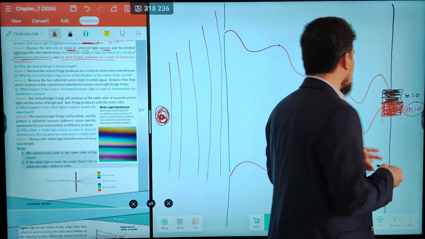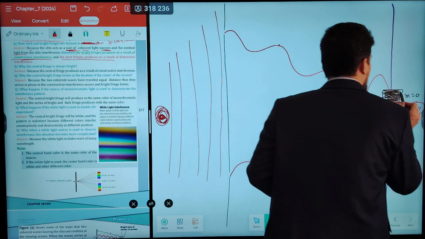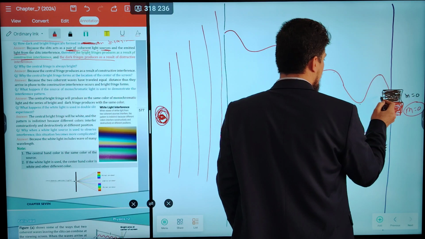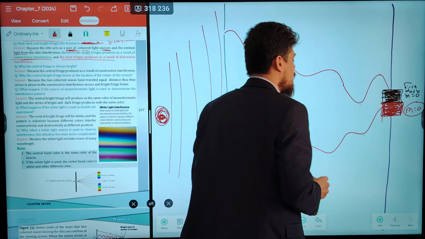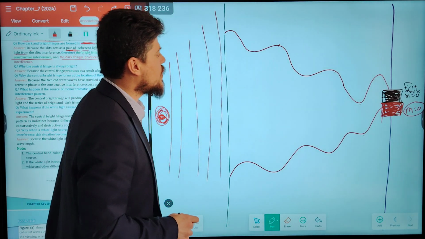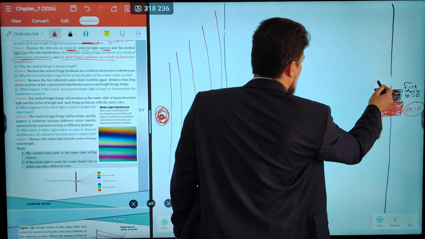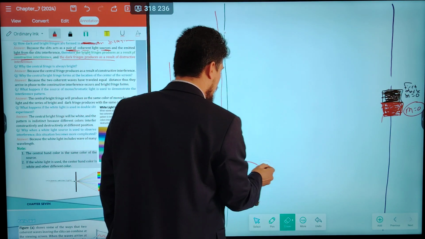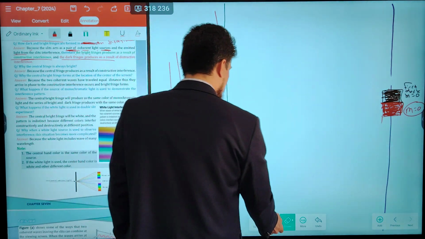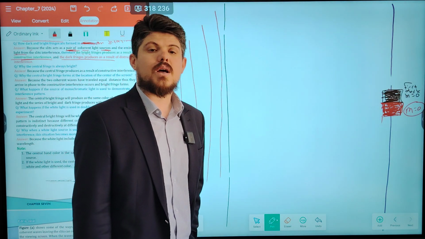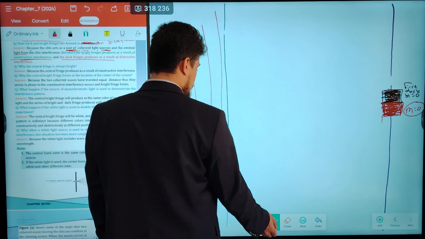Okay. So this dark fringe is called the first dark fringe. How does this first dark fringe occur? Let's delete this one. What are the conditions of complete destructive interference of two waves? The two waves must be out of phase by 180 degrees.